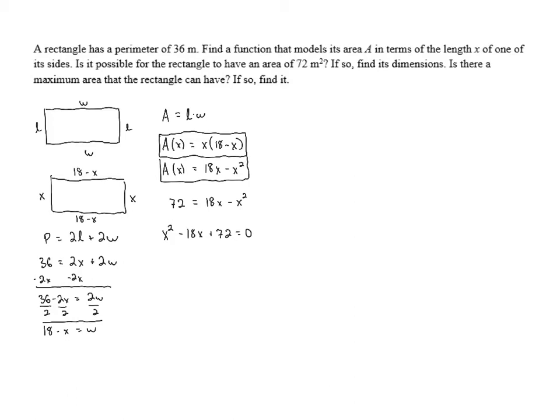I've just done a little bit of a shortcut here. If we want to move the x squared to the other side, we need to add x squared to both sides. That's why it becomes positive when it moves to the other side.